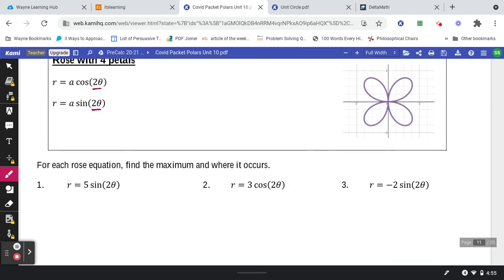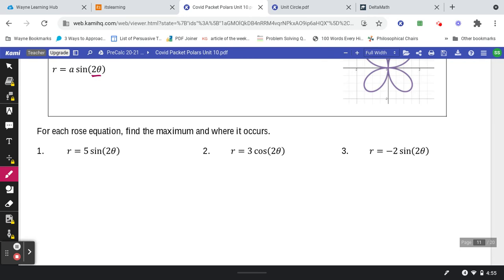All right, so for each rose equation, find the maximum and where it occurs. So this is a little bit different. We're not going to be adding the numbers together like we did before because there is only one number out in front. The number out in front, as its positive version, is going to be the maximum. So the maximum is 5.